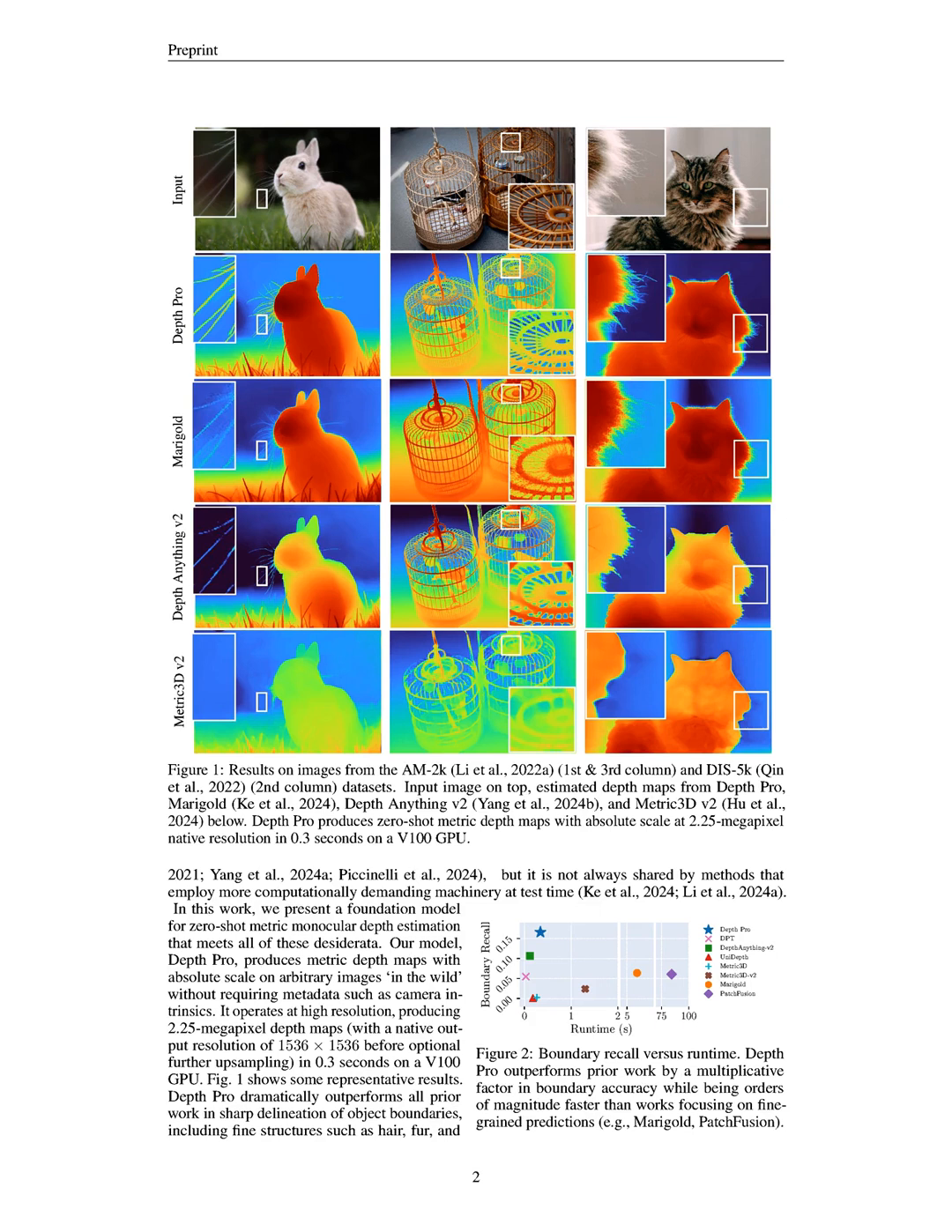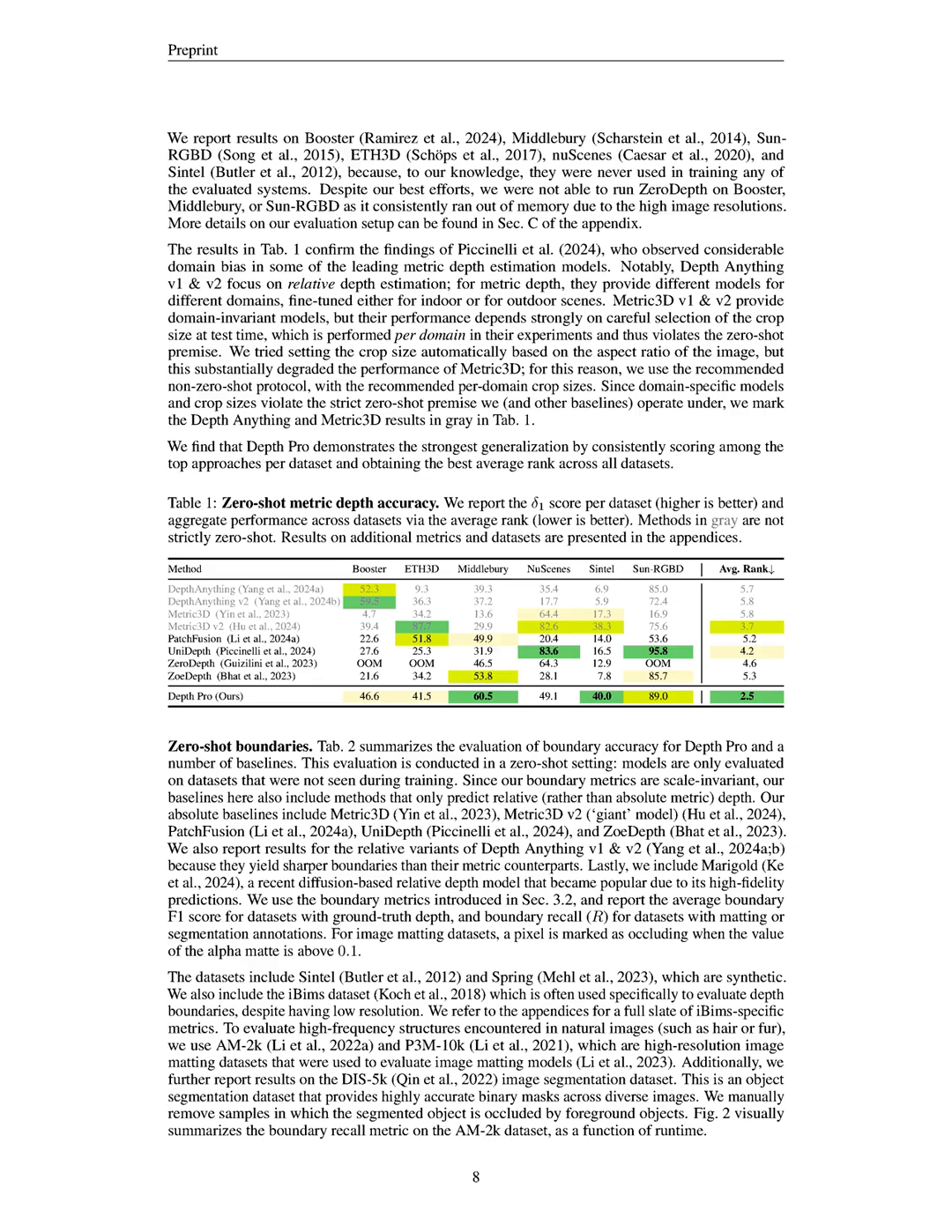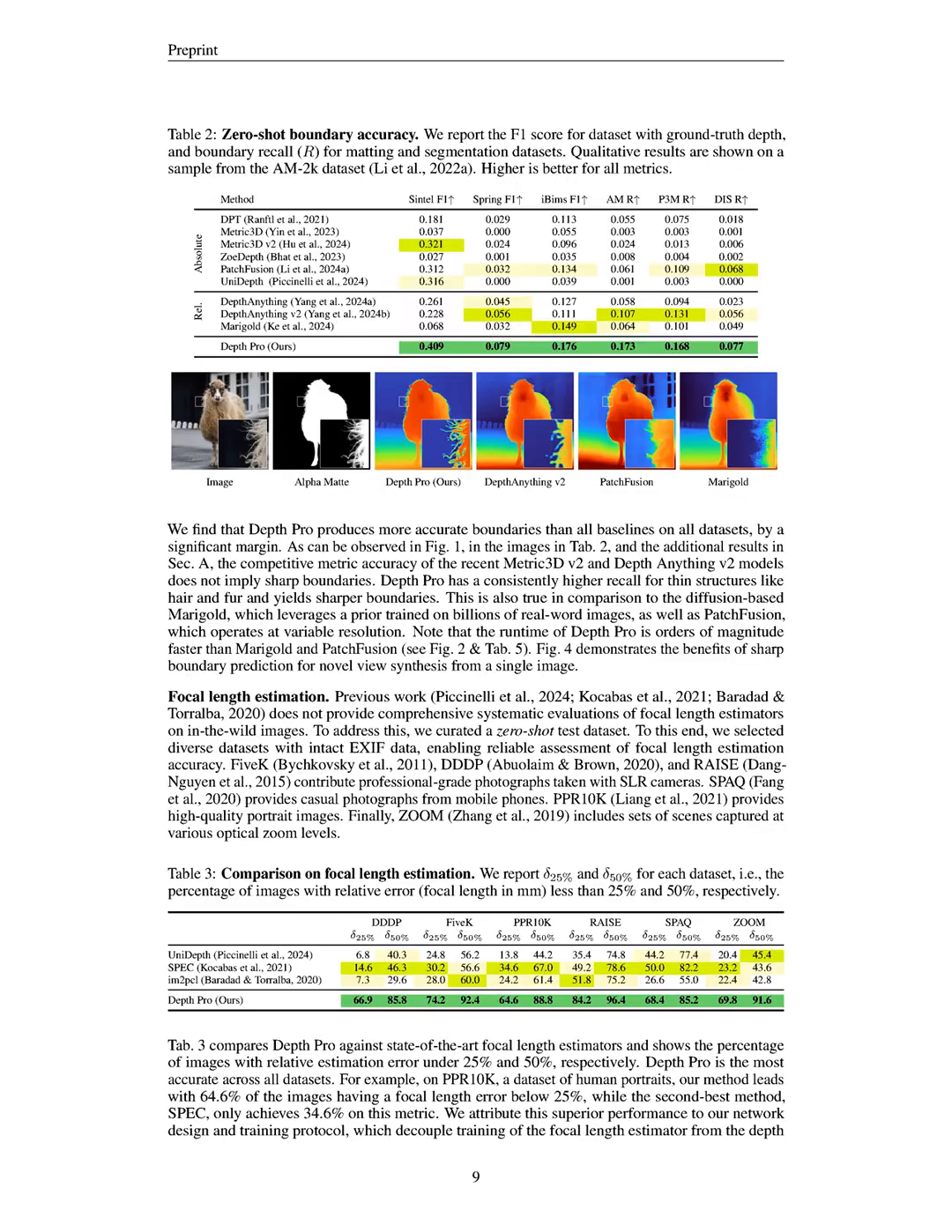Performance metrics for validation include the delta-1 metric, which measures the percentage of inlier pixels where predicted and ground truth depths are within 25% of each other, as well as boundary accuracy metrics that assess the sharpness of object boundaries in the depth maps. Depth Pro consistently scores among the top approaches across these datasets, demonstrating superior boundary recall and accuracy, particularly for fine structures like hair and fur. Additionally, the model's focal length estimation capabilities are evaluated on a curated zero-shot test dataset, showing it outperforms other methods in accuracy across various image sources.